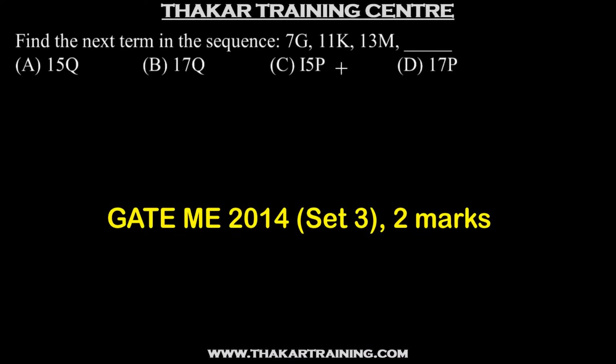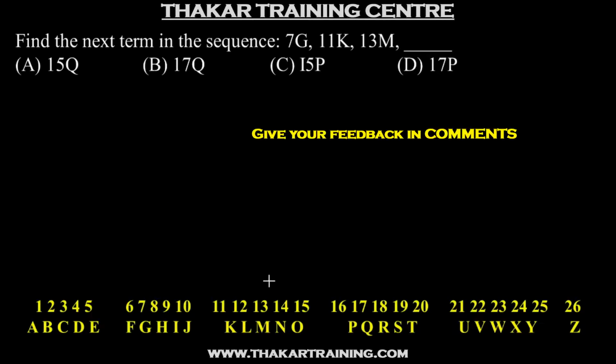Find the next term in this sequence. So here are the alphabets and the positions. So the first term is 7G. So 7 is nothing but the position of alphabet G. 11K. So once again 11 is the position of alphabet K. 13M. So 13 is the position of alphabet M. So we see that the number is representing the position of the alphabet. So what number should come next? The options are 15 and 17. If you look at the sequence again, the numbers are nothing but the prime numbers. So the next prime number is 17. So the number will be 17 and the letter at position 17 is Q. So the answer will be 17Q.